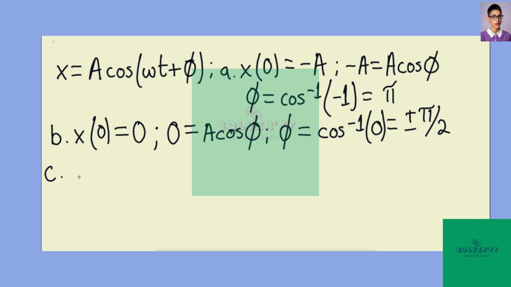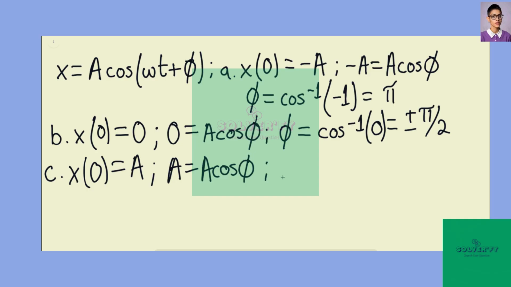For part C, we know that the initial position now is not negative A, but positive A. So we can say A equals A cosine of phi, which means that phi is going to be equal to arc cosine of +1, and this will equal 0.